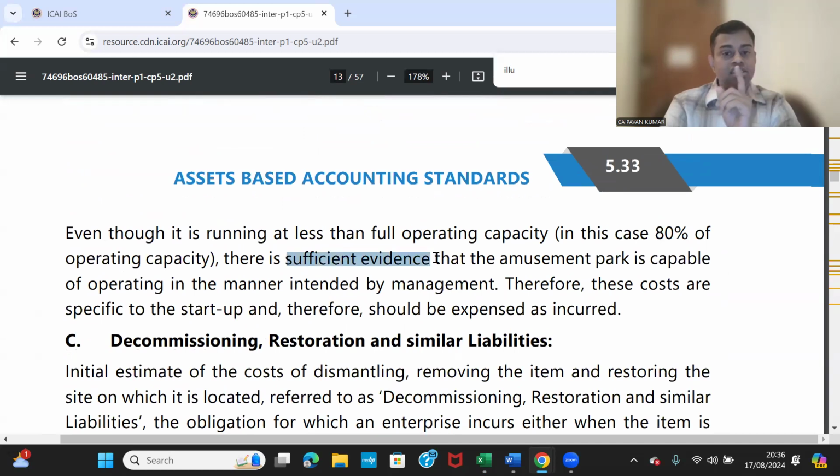There is sufficient evidence. Do you remember I used this word so many times in the previous question? There is sufficient evidence that the amusement park is capable of operating. Is it operating? No, it is capable of operating. See the language. Pavan sir, this amusement park is not launched commercially, but it is capable of operating in the manner intended by management. Therefore, these costs are specific to startup and therefore should be expensed as incurred. That's all. So read the next question.